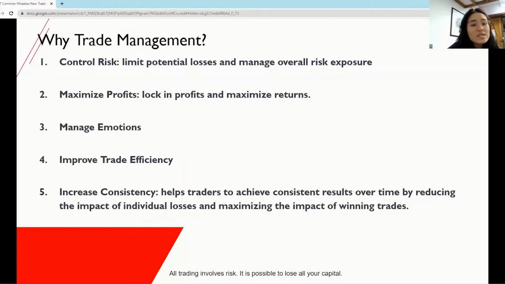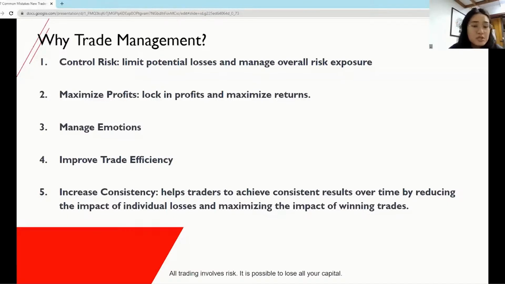Okay, so why is it important to have a trade management strategy? Firstly, it helps to control risk. So trade management strategies such as stop loss orders and position sizing help traders to limit their potential losses and manage their overall risk exposure. Secondly is to maximize profits, to lock in profits and maximize returns, such as through your take profit orders and trailing stops.